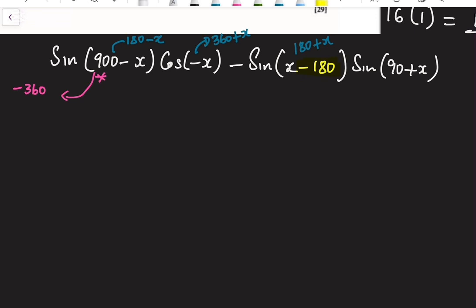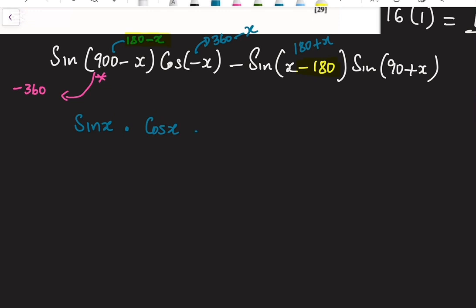Now 180 minus x is in the second quadrant. In the second quadrant, sine is positive. So we are going to have positive sine x multiplied by 360. Here is not minus, it should be 360. It's not plus, it should be 360 minus x. 360 minus x is in the fourth quadrant. In the fourth quadrant, cos is positive. So we are going to have positive cos x.